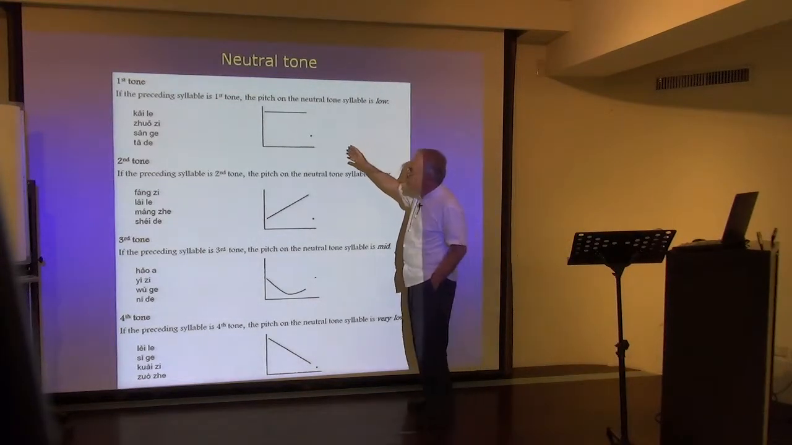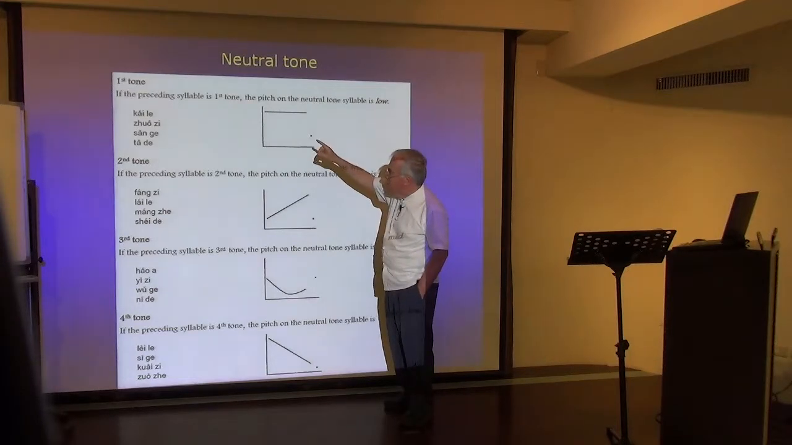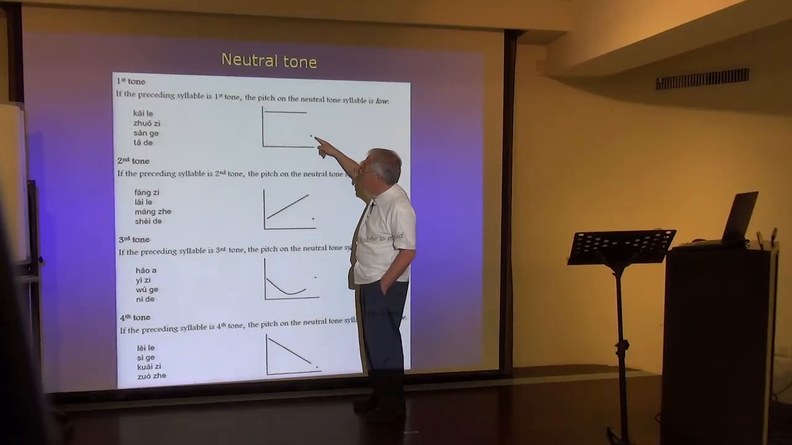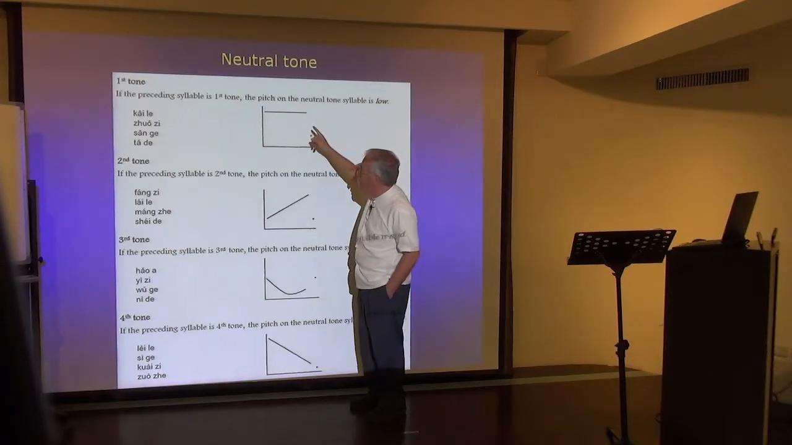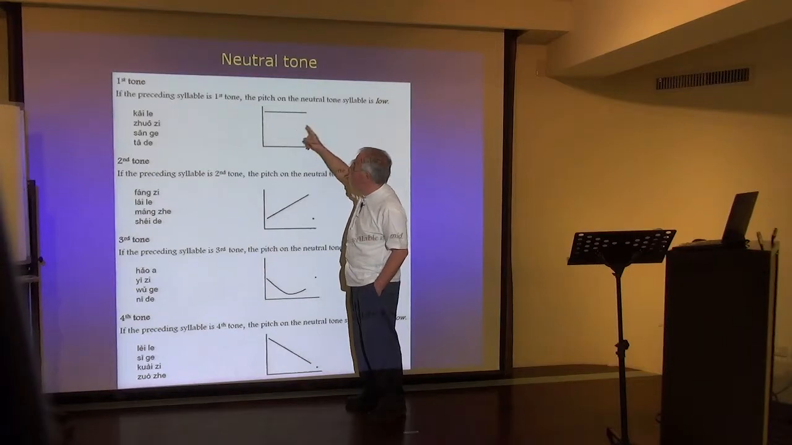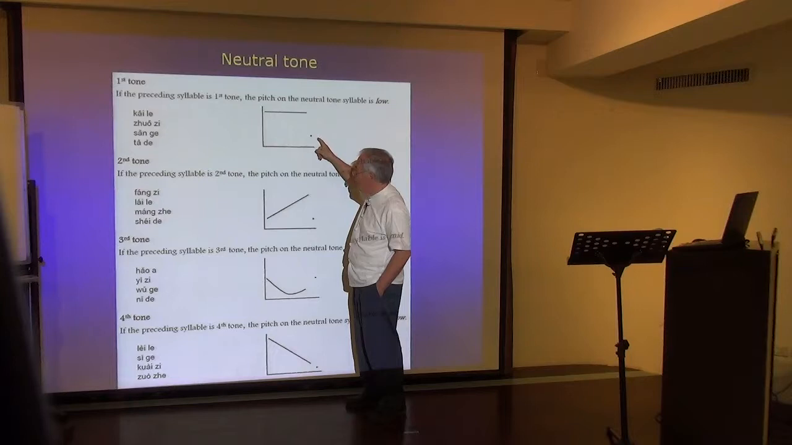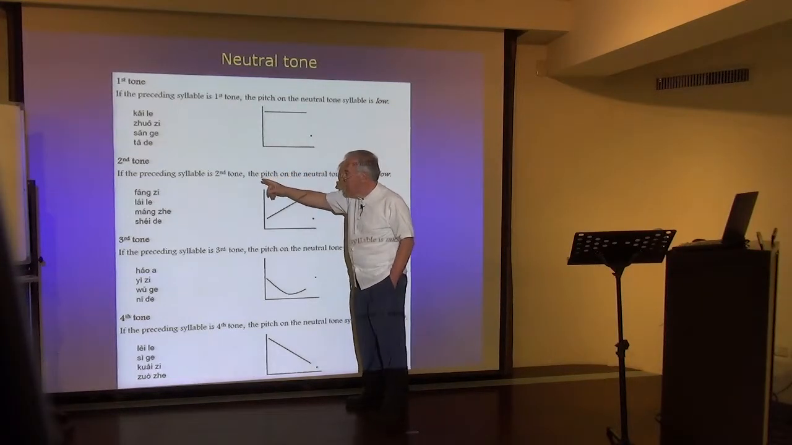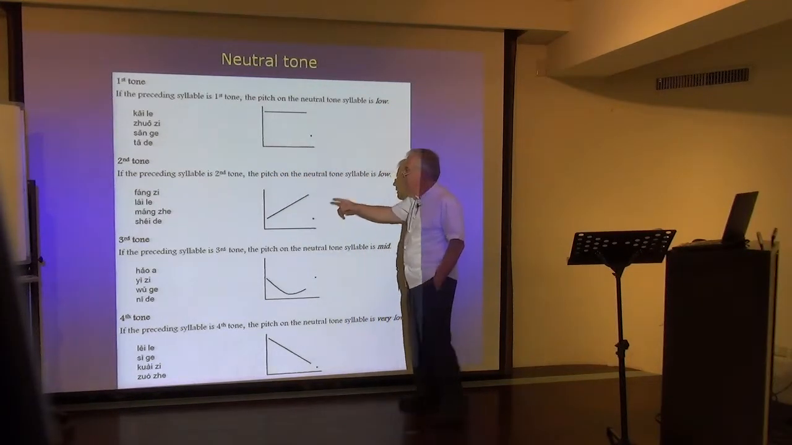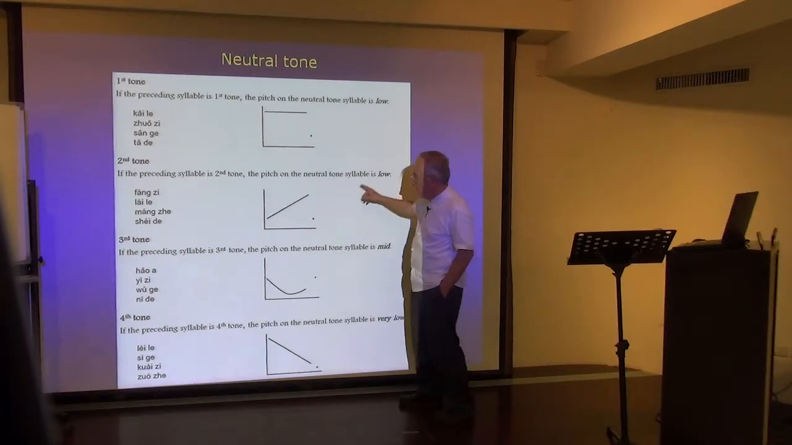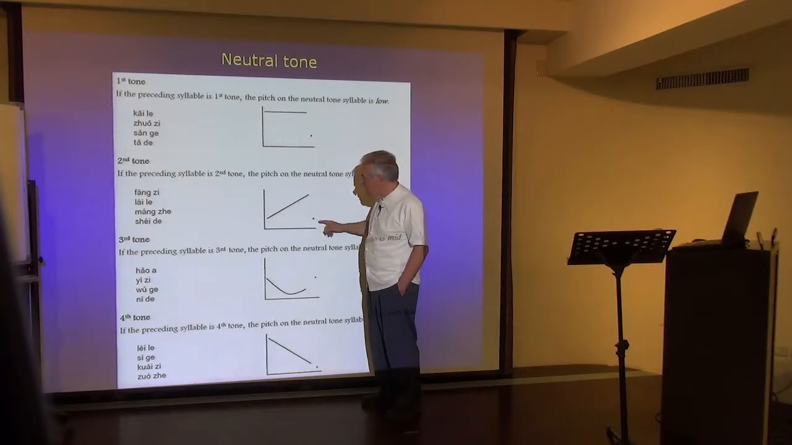And it's just worth noting with the zero tone what happens if the, say, preceding syllable is first tone, the zero tone is low. 开了桌子3个他的. With the second tone, if the preceding syllable is second tone, the pitch is also low. 房子来了忙着谁的.